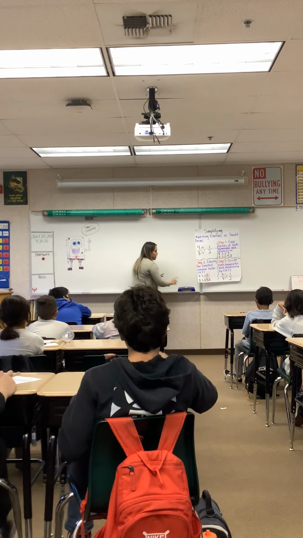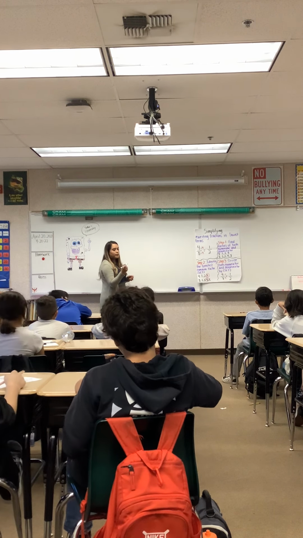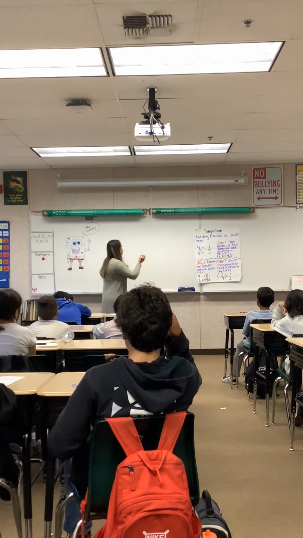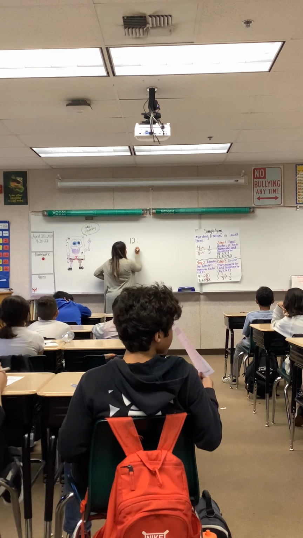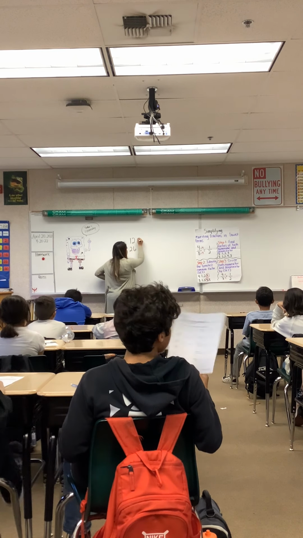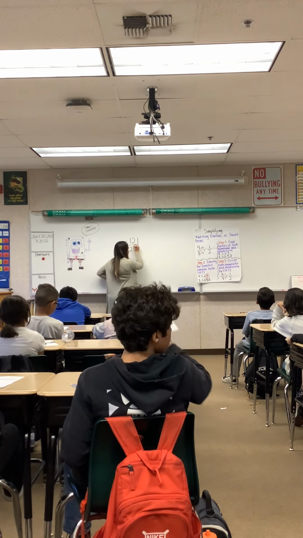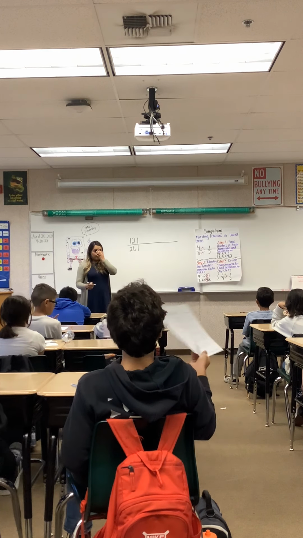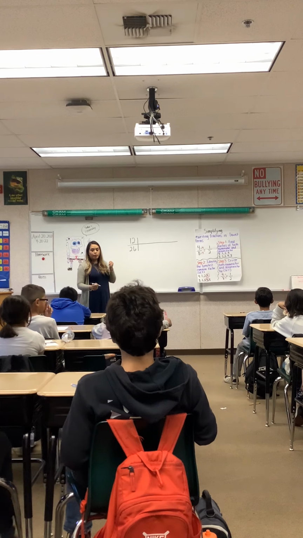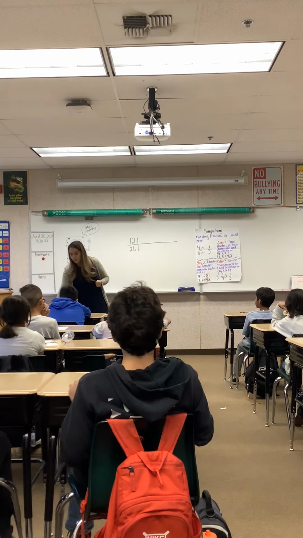Now I want you to take a look at that worksheet in front of you. And Isaiah, can you give me the first two numbers on that worksheet? 12 and 26. Are we doing this side? Not the one with conversions, it's the one with the GCF.